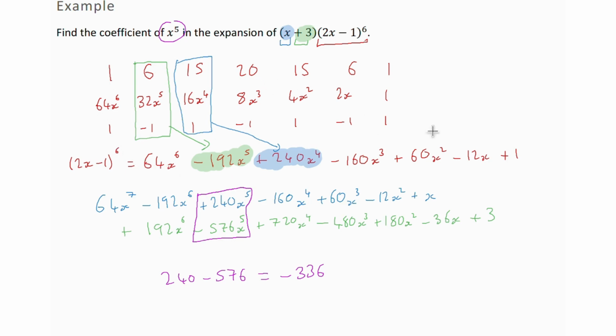We could have ignored everything that's not in the boxes or highlighted. We could have just done this bit here to get minus 192x to the 5. This bit here to get the 240x to the 4. And then when we multiplied those by the x and by the plus 3, we got what we needed to add together for the final answer. Now, that involves being able to think about what's going on without seeing the whole process. It's quite tricky. So if you need to rely on doing the whole expansion, that's absolutely fine. But that way might save you time if you can get through that thought process without having to do everything.